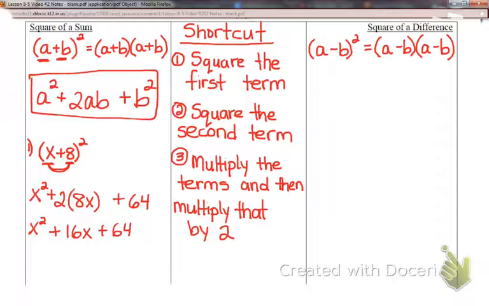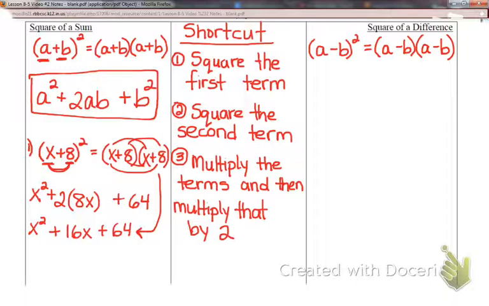So just remember that up here, x plus 8 squared is x plus 8 times itself. And you can go through the steps of the firsts, outsides, insides, lasts if you want to. You'll get the same answer that we got: x squared plus 16x plus 64.